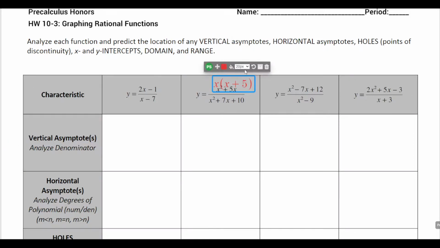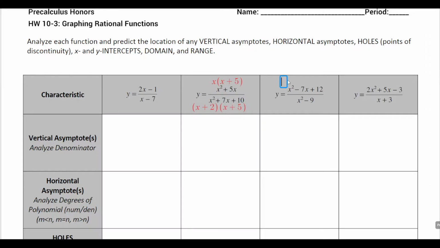Let's see here. There we go. Just write this up here. And then for the denominator, this is going to factor into a product of binomials, specifically x plus 5 and x plus 2. So you might notice right away that we've got a factor that is the same in both the numerator and the denominator here, the x plus 5. So that's going to indicate that we're going to have a hole on this one. But we'll come back to that when we go through the analysis here.